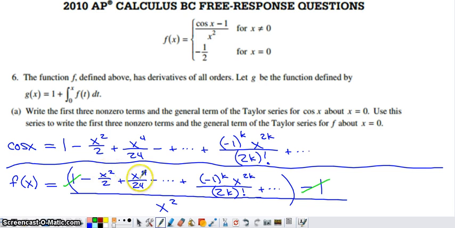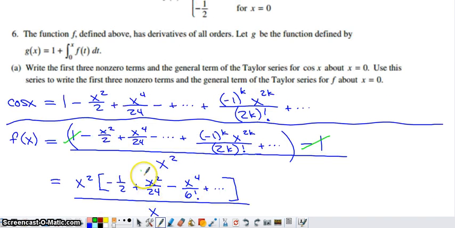And you'll notice that every term you're left with within this set of parentheses is going to contain an x squared. So if you factor x squared out of all of those pieces, factor x squared out of this piece, you're left with negative 1/2. Factor x squared out of this piece, you're left with x squared over 24. I did have to rattle off another piece here, because I lost this term when I canceled it with this, and if I need three non-zero pieces, I'm going to have to write out the next term of the series for cosine of x and make sure I factor x squared out of it.